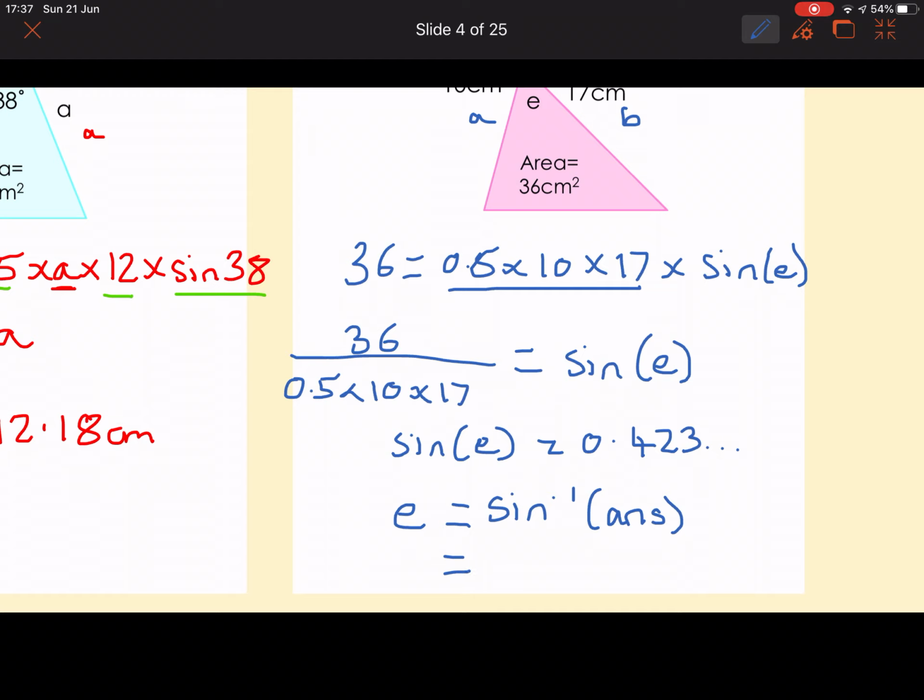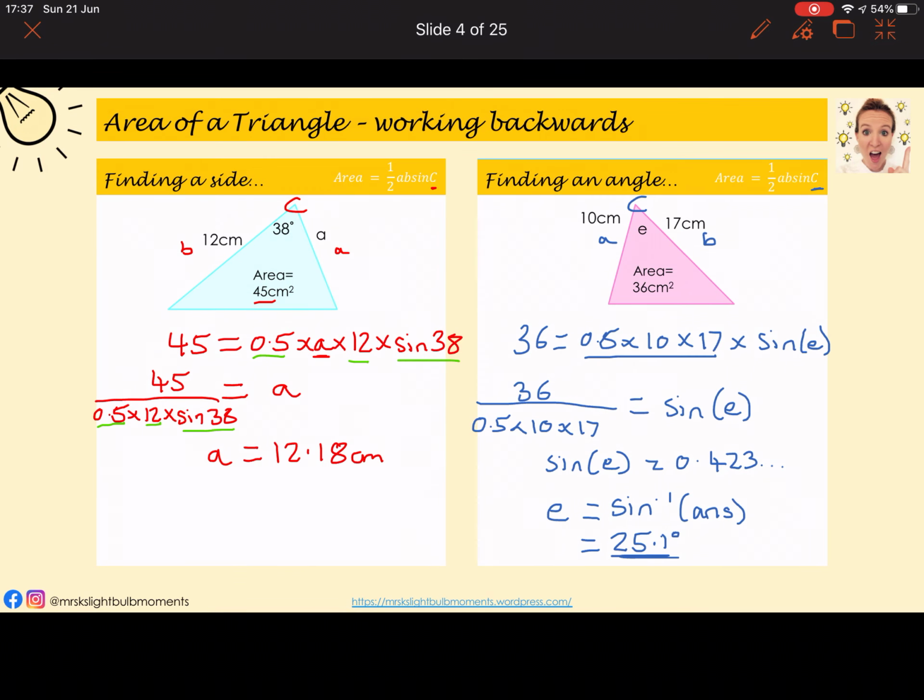And type that into your calculator and you would get 25.1 degrees. Okay, it looks much more likely to be the right answer. Fine answer there. Okay, so both very similar processes. It's just if you're finding an angle, you have to remember to do the inverse sine at the end to work out what that angle bit was.